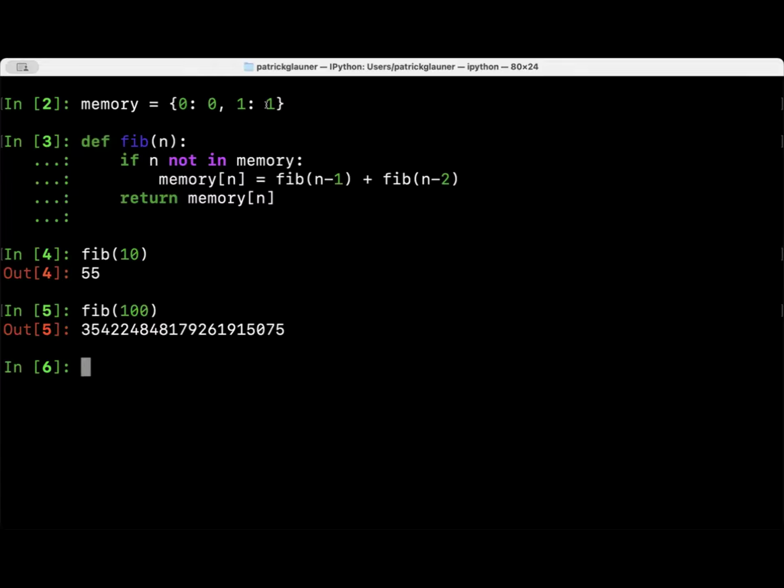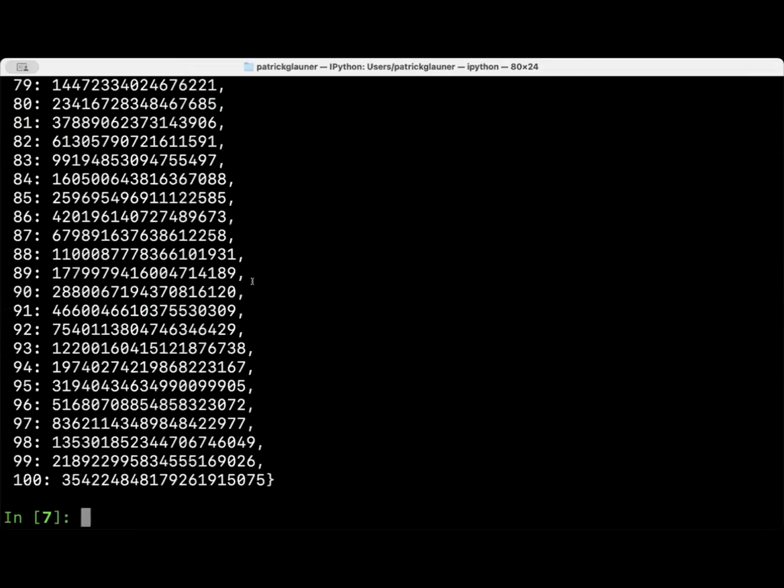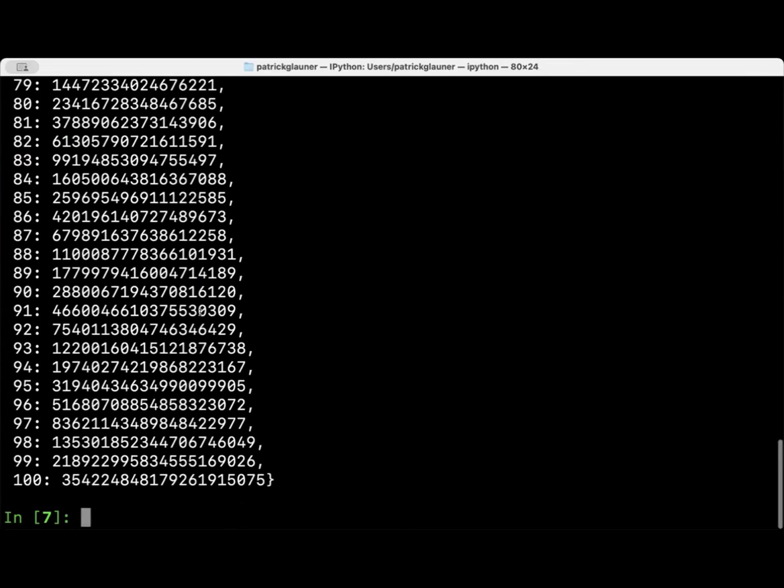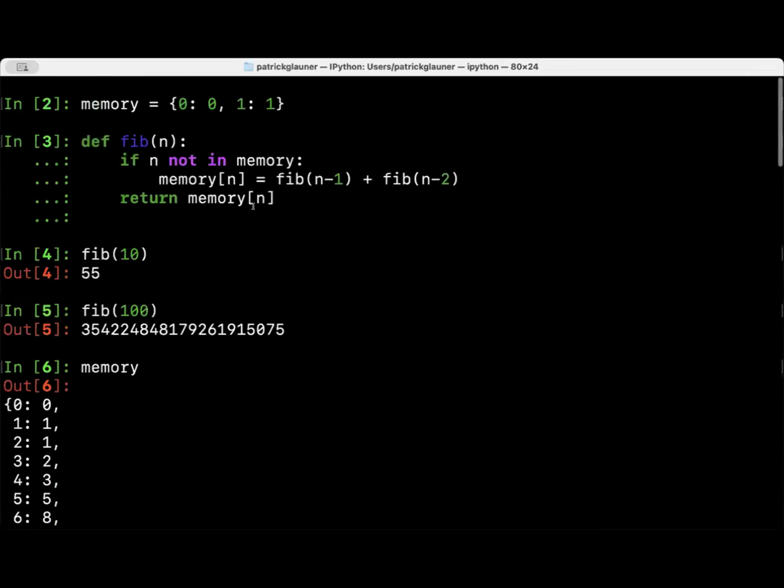And rather than using this LRU cache decorator, I just built my own memory. And I can also read out the memory now and see that all of these other Fibonacci numbers have been added to the memory. And I don't recompute something that I have computed already. And it's a top-down approach.